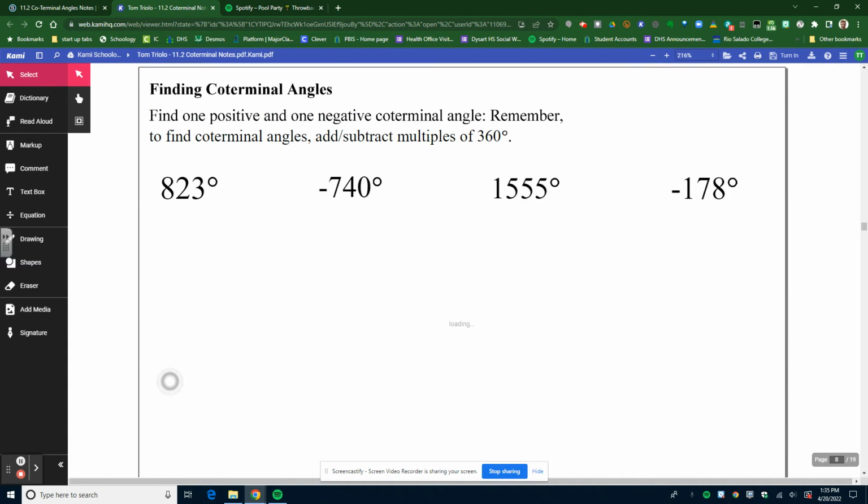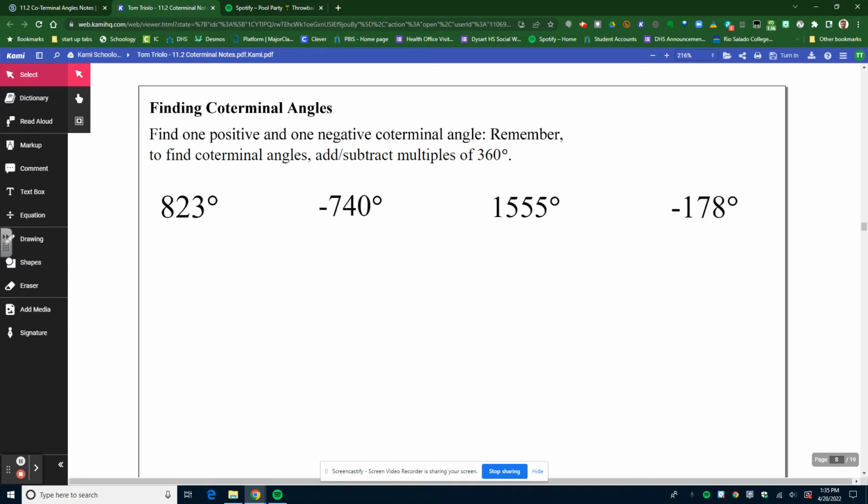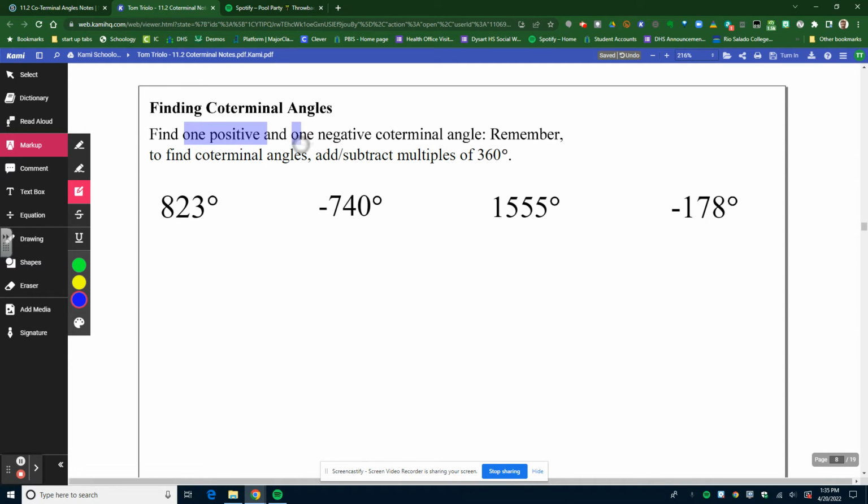So to find a coterminal angle, you don't actually have to draw it. We just need to add and subtract 360. So look at the instructions here. They are specific. We're going to make one positive and one negative. There are actually an infinite number of solutions.